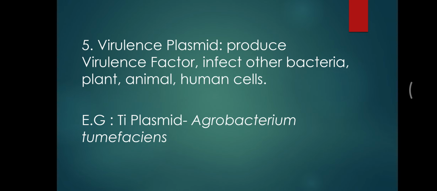Then the last one is the virulence plasmid. That means these plasmids have the ability to produce virulence factors. Some sort of virulence factors are produced by these plasmids, thus can infect other bacteria or plant cell or animal cell or human cells. So example is TI plasmids, that means Agrobacterium tumefaciens possesses TI plasmids inside its bacterial cell, and thus can produce crown gall disease in the plant cell. We know that TI plasmids can cause virulence in plant cell, thus can produce crown gall disease.